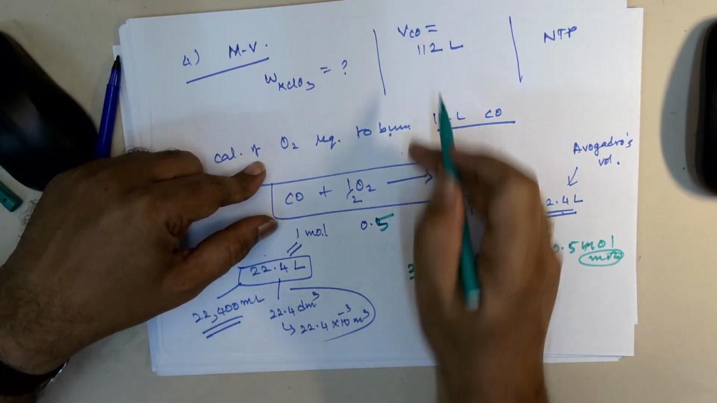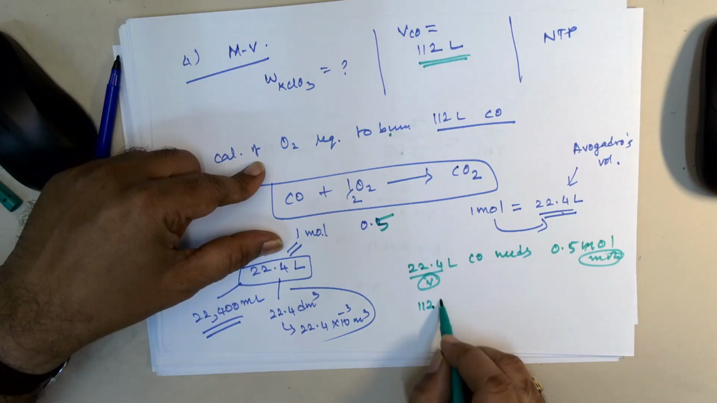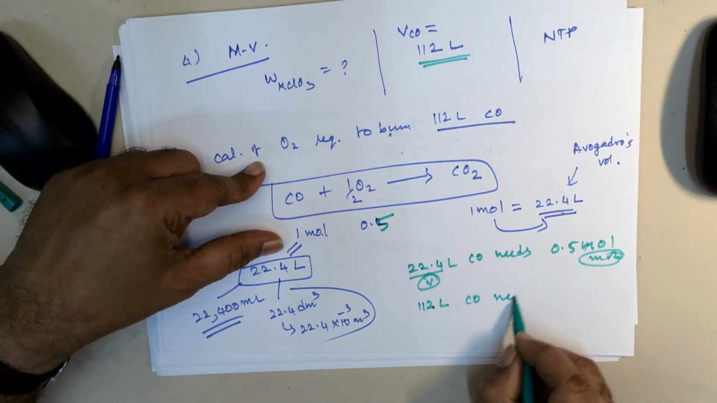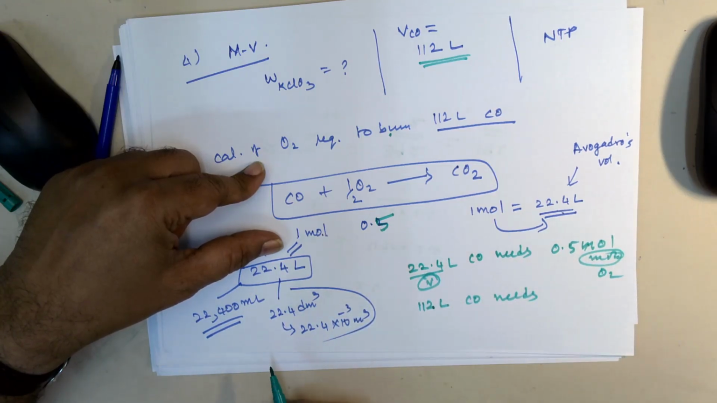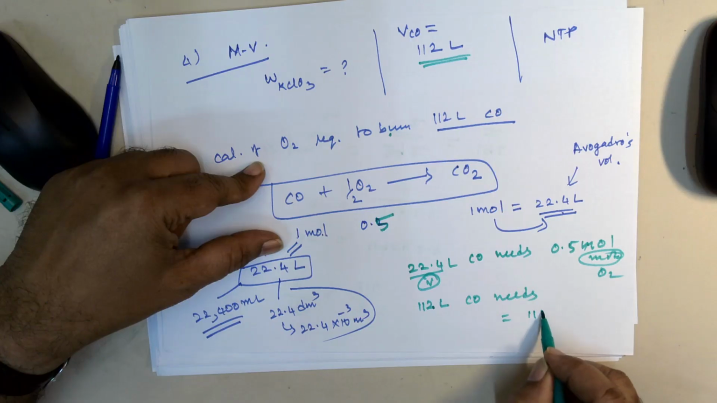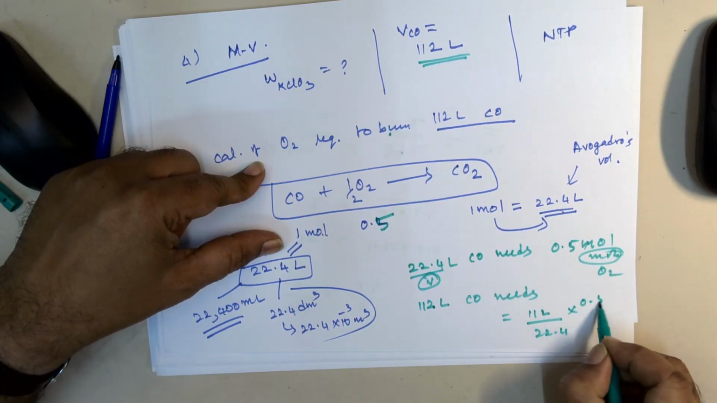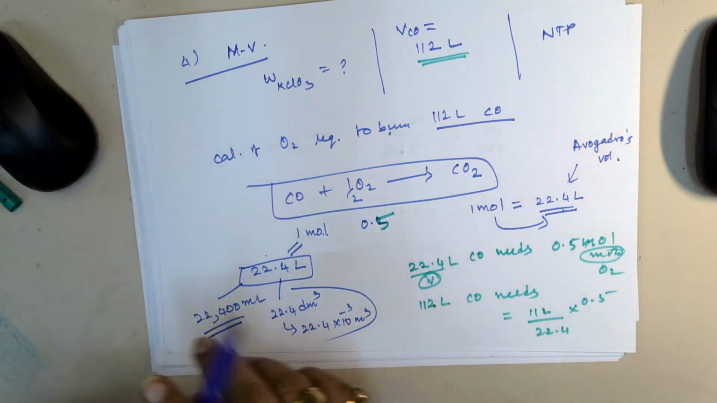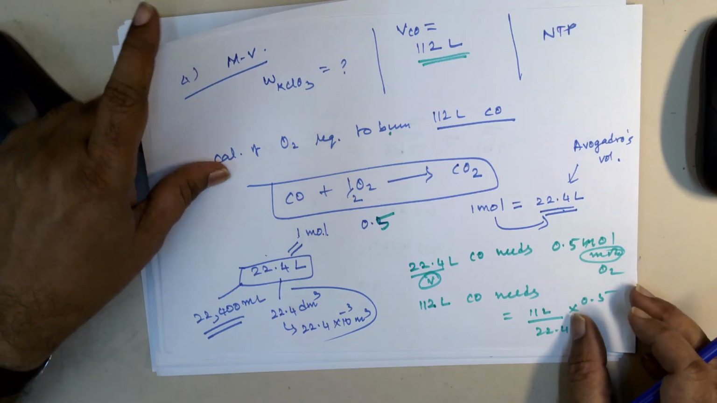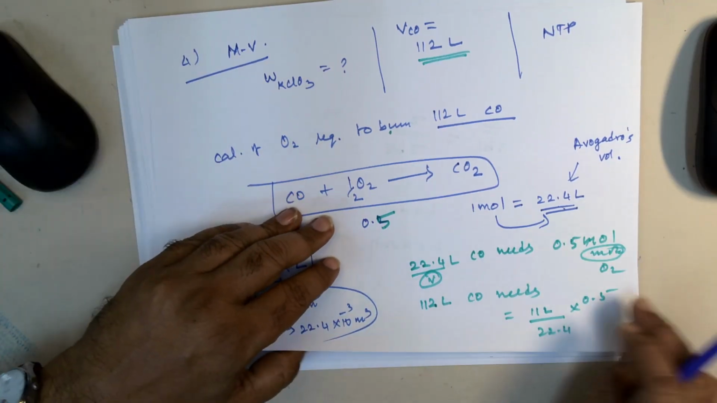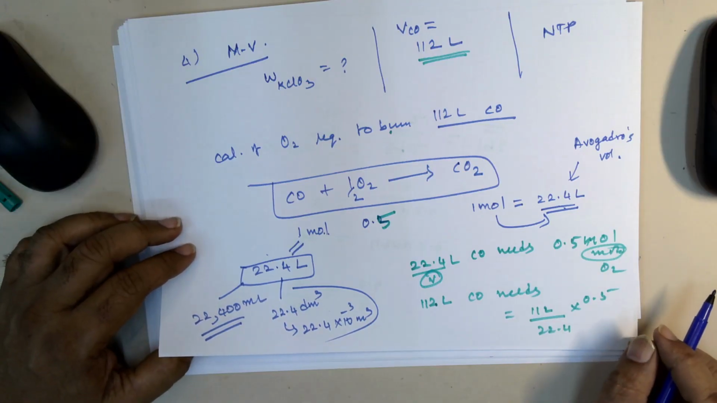Now our idea is what is given here? 112 liters. So 112 liters of carbon monoxide needs how much oxygen? You can put 112 divided by 22.4 into 0.5. So what is the value? How much mole? You will get the result in moles. How much?